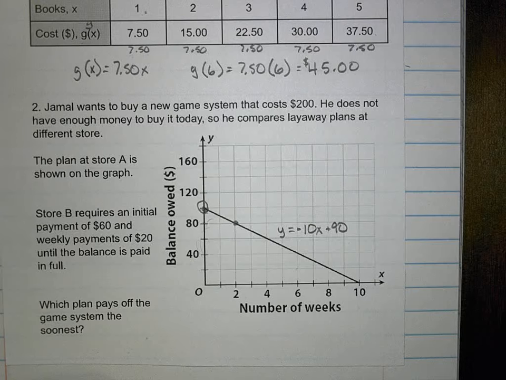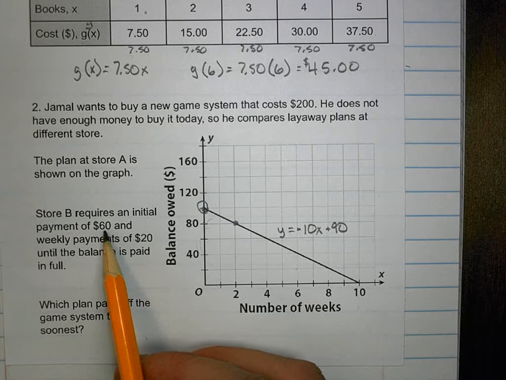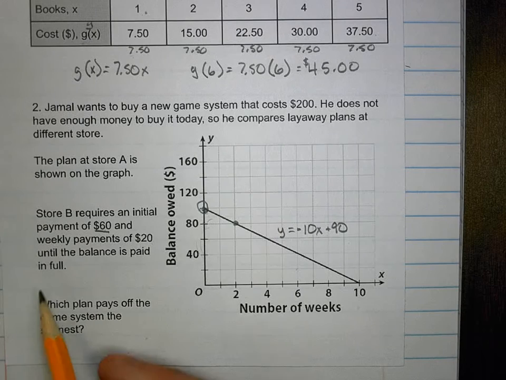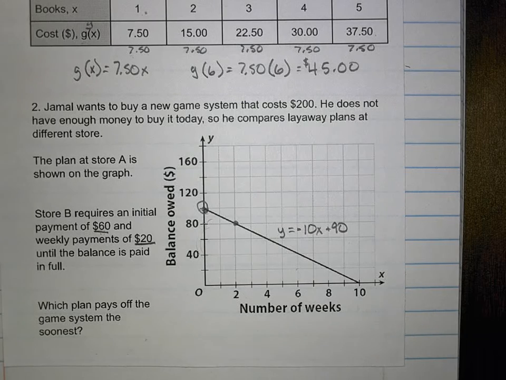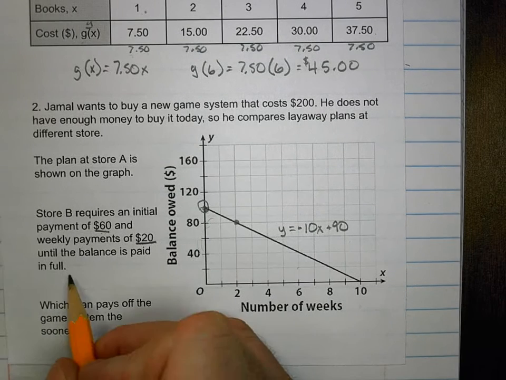Does that make sense on that? Okay, well let's look at store B. They require a payment of $60 and weekly payments of $20 until it's paid off. Well, the initial payment is $60. That means I'm going to start somewhere different. Let's look at this one.